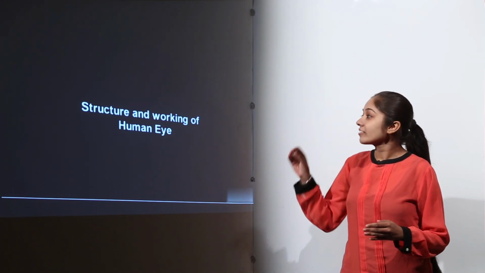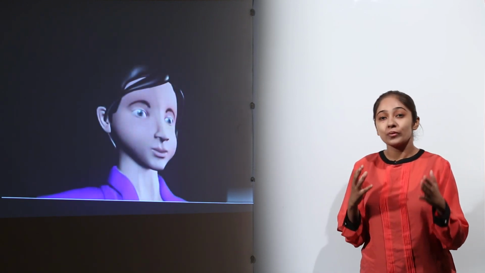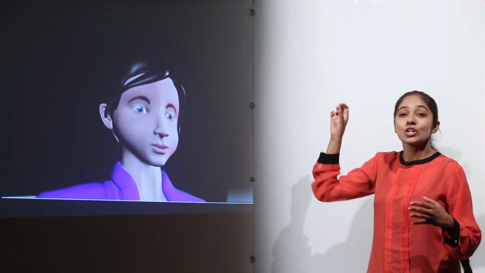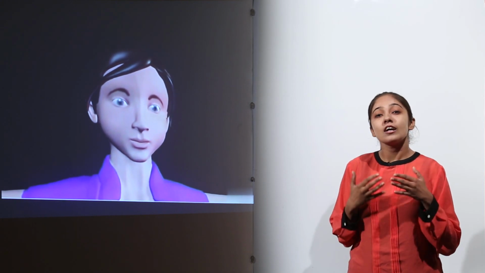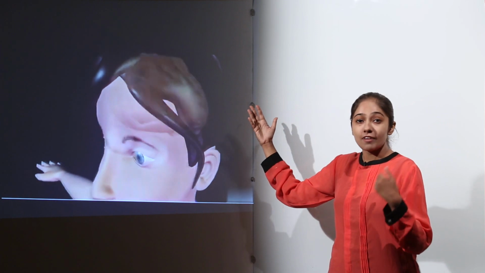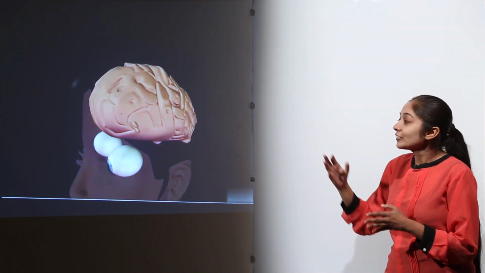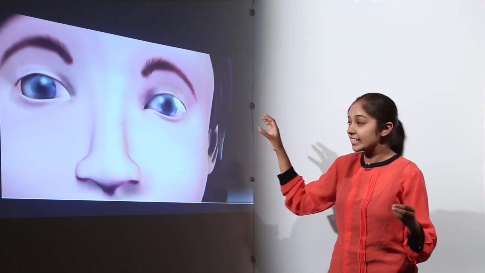Let's summarize the structure and working of the human eye. Well, nature has located human eyes close to the brain so that the nerve impulses or messages can be transmitted very fast and the interpretation can be made quite fast. Okay, so this is how eyes have been located.